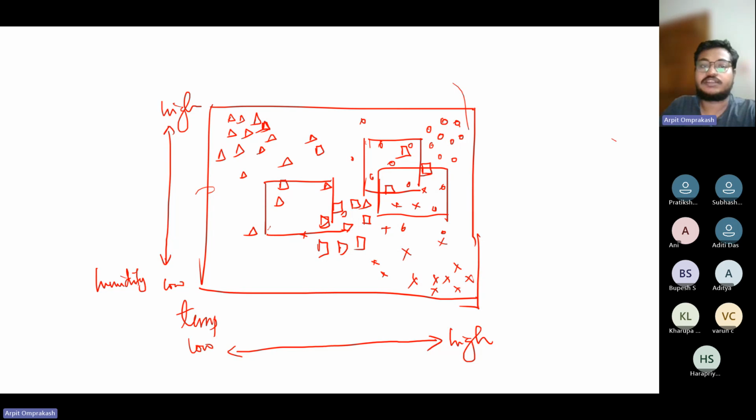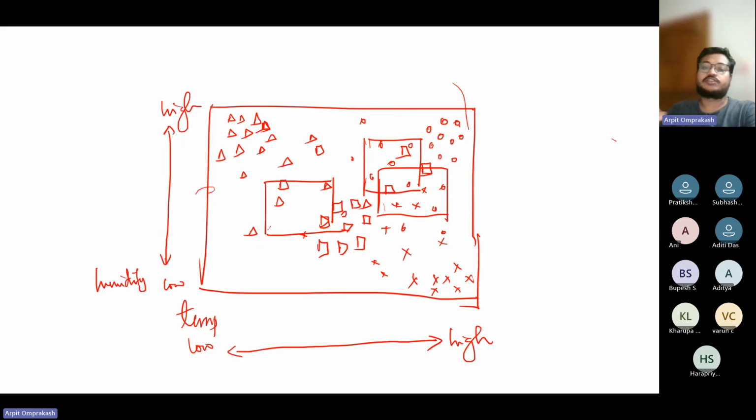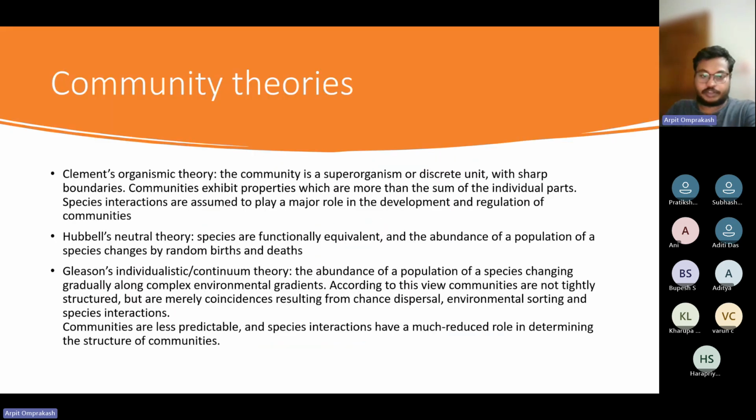For example, this species mostly is found in this area because it has high humidity and low temperature, whereas this species is mostly found in this area because it has high temperature and low humidity. But you can find them interacting in some places that are in between them in some climatic gradient. So basically, they're not coming together to form a community, but they are randomly present in the same area. Not random, they're present in the same area due to some climatic conditions or due to some complex climatic or environmental gradients. And because of that, they tend to interact with each other and form a community.